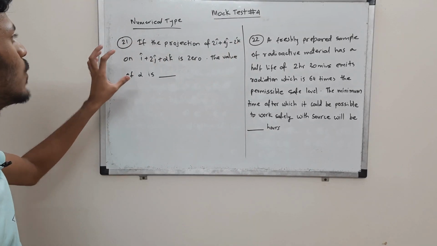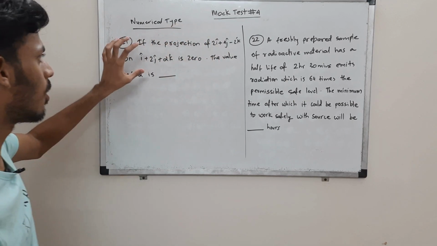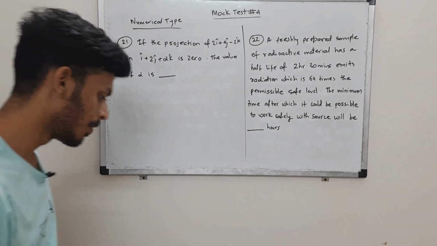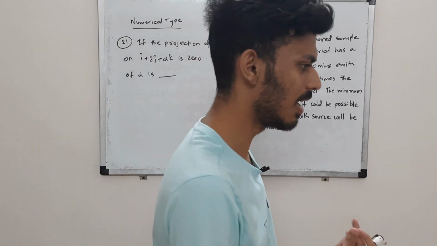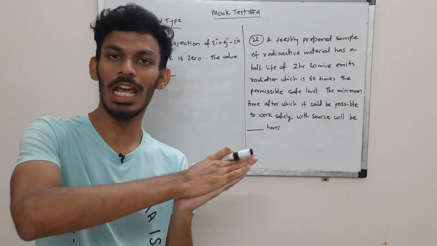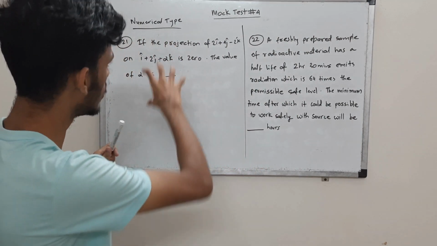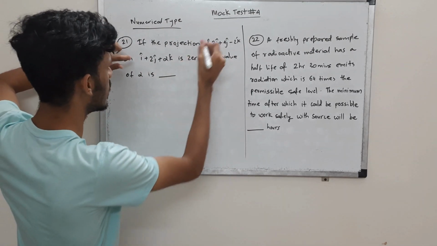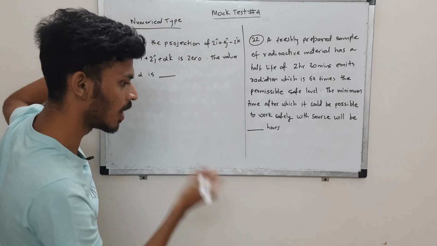Come to the numerical types, question 21 and 22 over here. We are told in question 21 that the projection of this vector on this vector is 0. You are supposed to tell the value of alpha. Now projection, what do we mean by that? Basically dot product is nothing but projection of a vector on another vector, right? So you are just supposed to take their dot product and equate that to 0, because dot product is nothing but the projection of one vector on other.